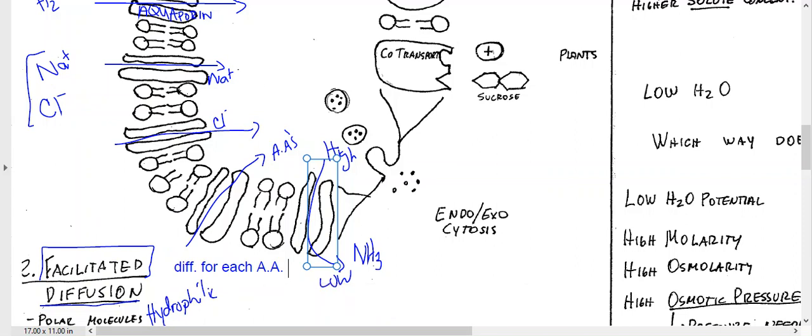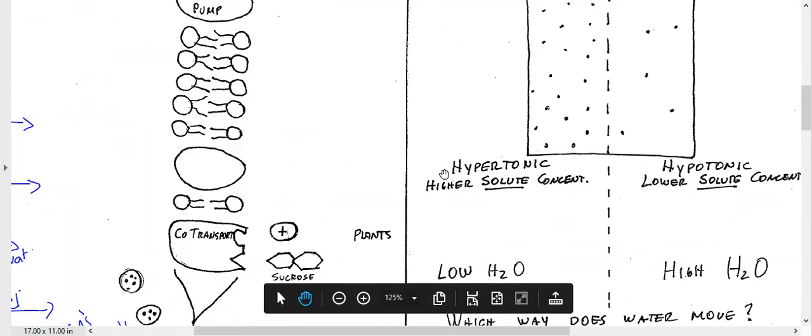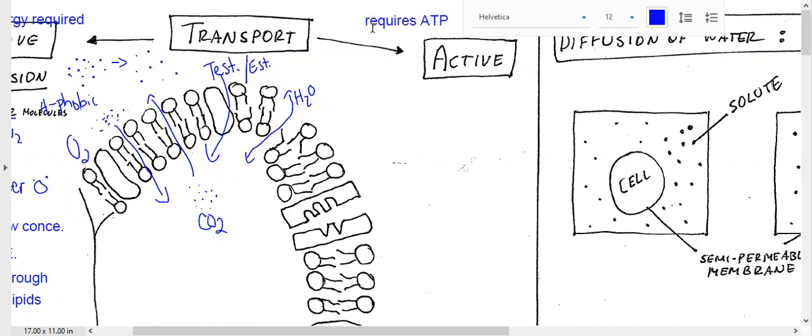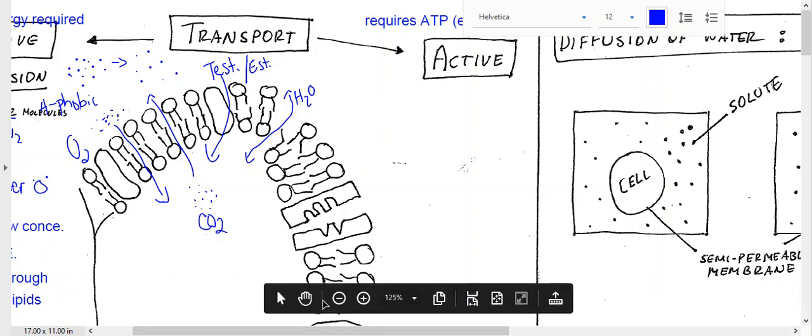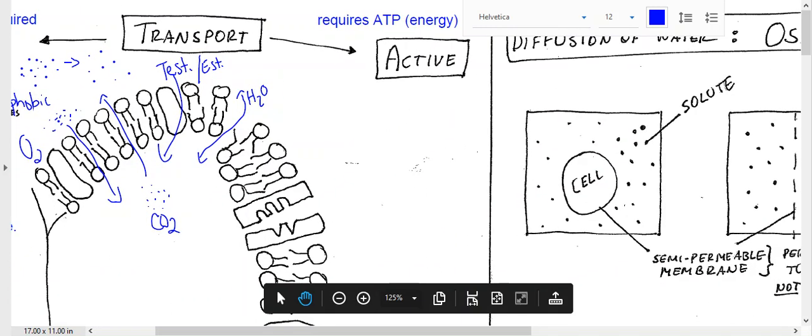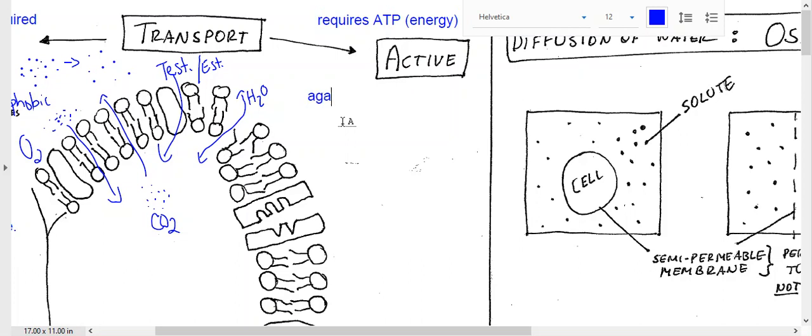All right, let's move over to active transport. So I'm going to grab the hand, slide back over here to the top. Active transport requires ATP, and again, that's an energy molecule. Another way to state this is that you are going against the concentration gradient, which means you are moving from a low to a high concentration.